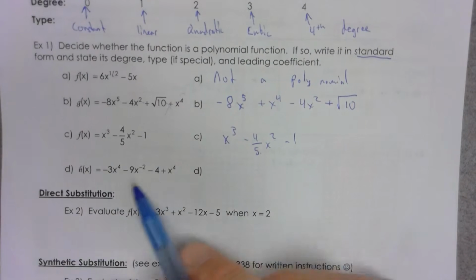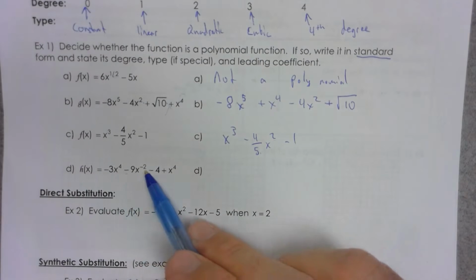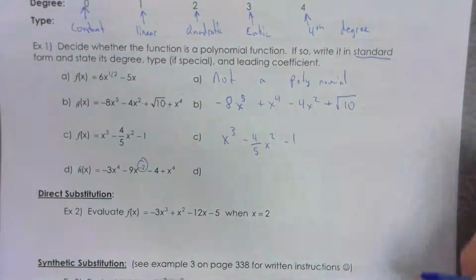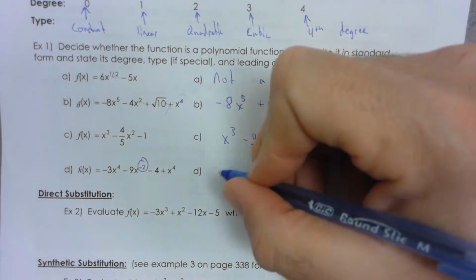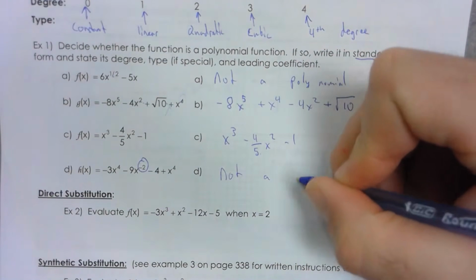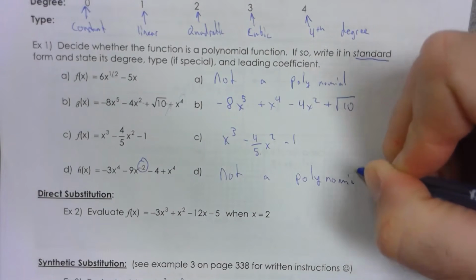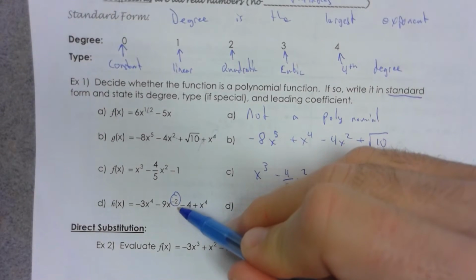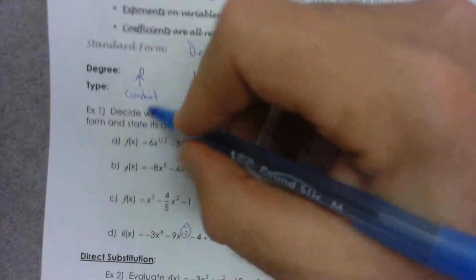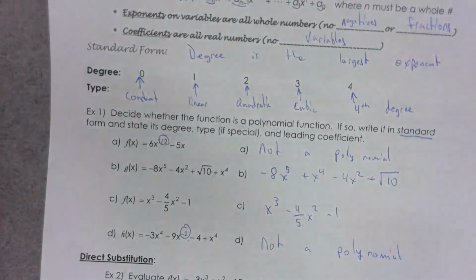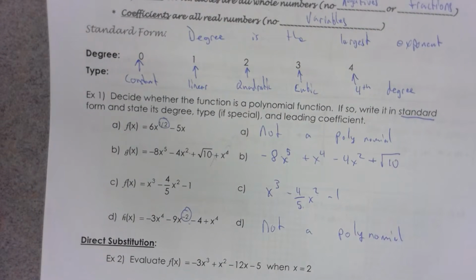This one has an exponent that's negative. That means it's a rational function. It is not a polynomial. Negative exponents cause it to follow a different set of rules. Fractional exponents cause it to follow a set of different rules.